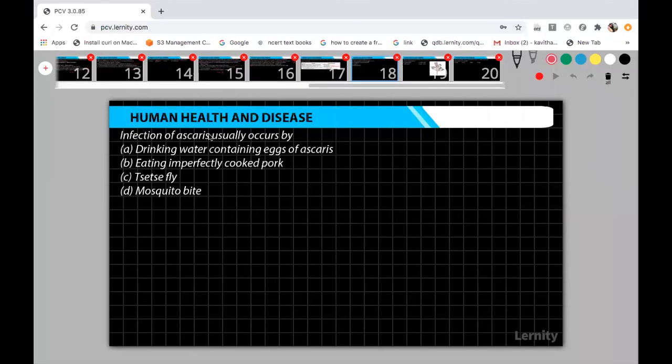18th question. Infection of Ascaris usually occurs by drinking water containing eggs of Ascaris. You know what is the disease caused by Ascaris? It is Ascariasis. It is because of contaminated food and water. Okay. Eating imperfectly cooked pork. No. Tsetse fly. No. Mosquito bite. Drinking water containing the eggs of Ascaris. That is the right answer.